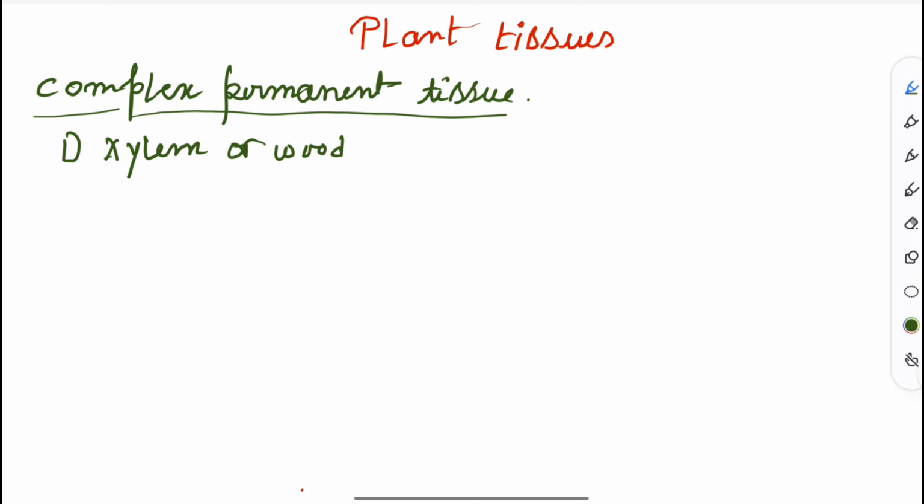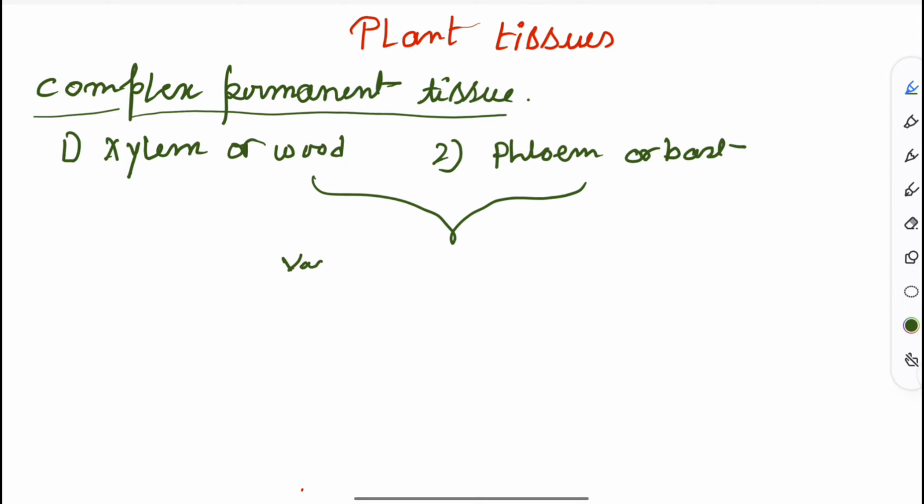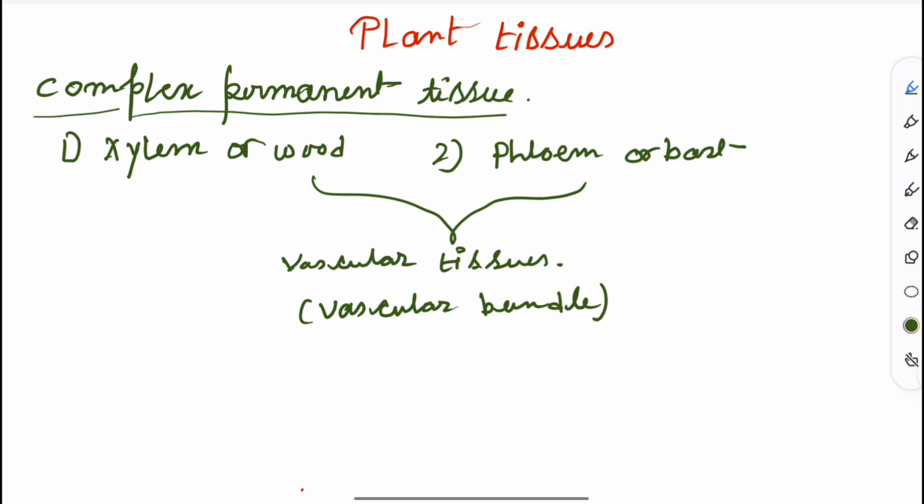And then phloem or bast. Together they are known as vascular tissues. Together they form the vascular bundle of the plant. They are very important for conduction.